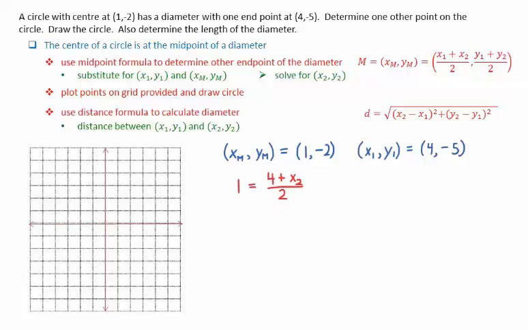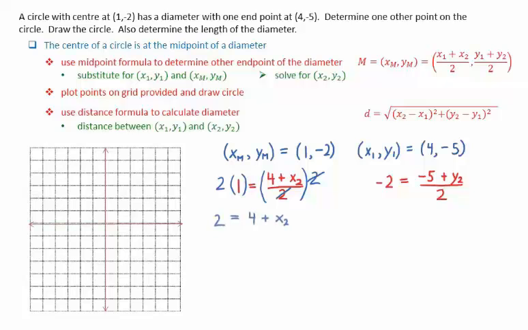For the x-coordinate, we're using x1 equals 4 and xm for the midpoint equals 1. For the y-coordinate, y1 equals -5 and ym equals -2. We have to solve each of these equations for the x and y coordinates separately. For the x coordinate, first step, remove the fractions. To do this, we'll multiply both sides of the equation by 2.